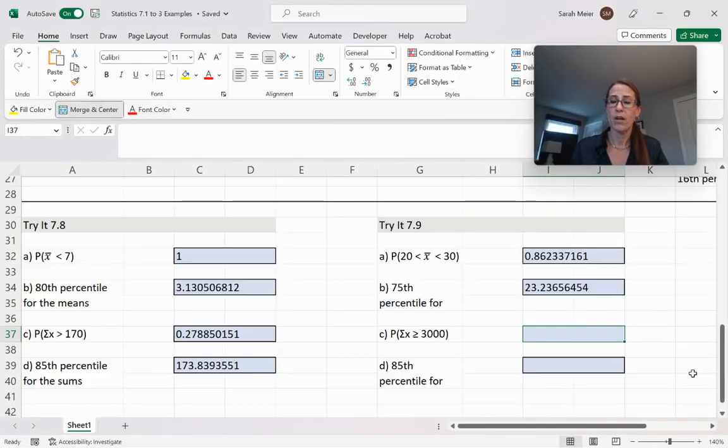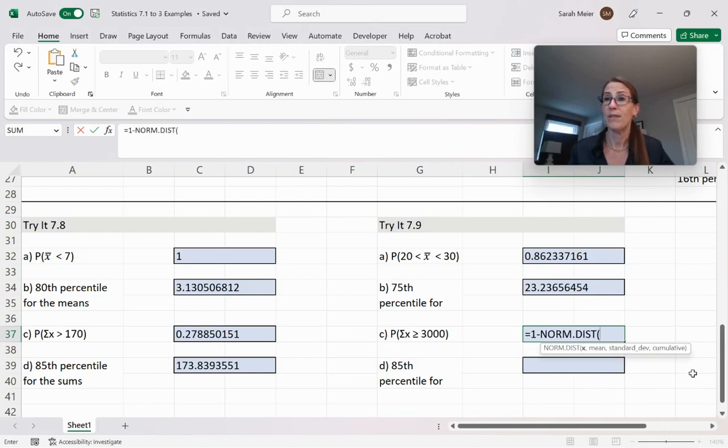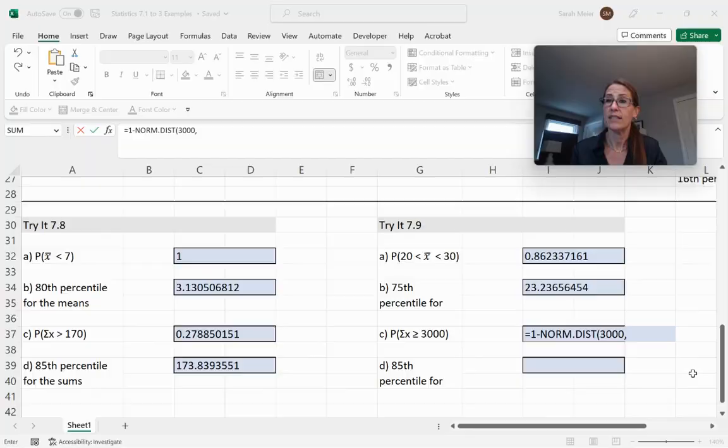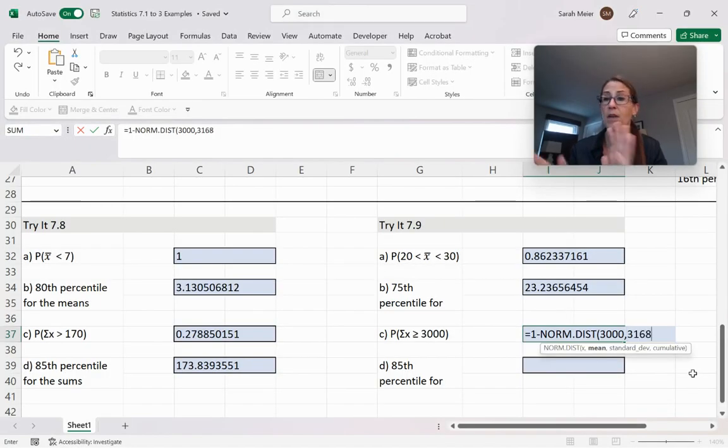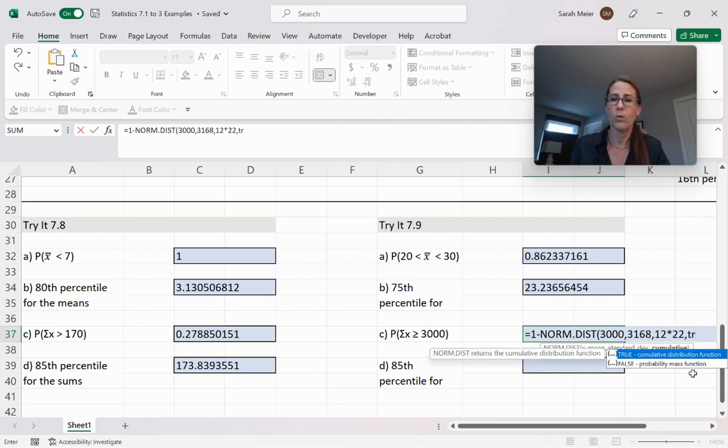Our greater than problems are always 1 minus, and the central limit theorem says we can use the normal distribution. So 3,000, that comes from our problem. Our mean here, 3,168. I'm not putting a comma in there. I don't know if we brought that up before, but that would confuse Excel. So no commas when you're writing the numbers. The standard deviation is the square root of 144, 12 times 22, the original standard deviation, and the word true.